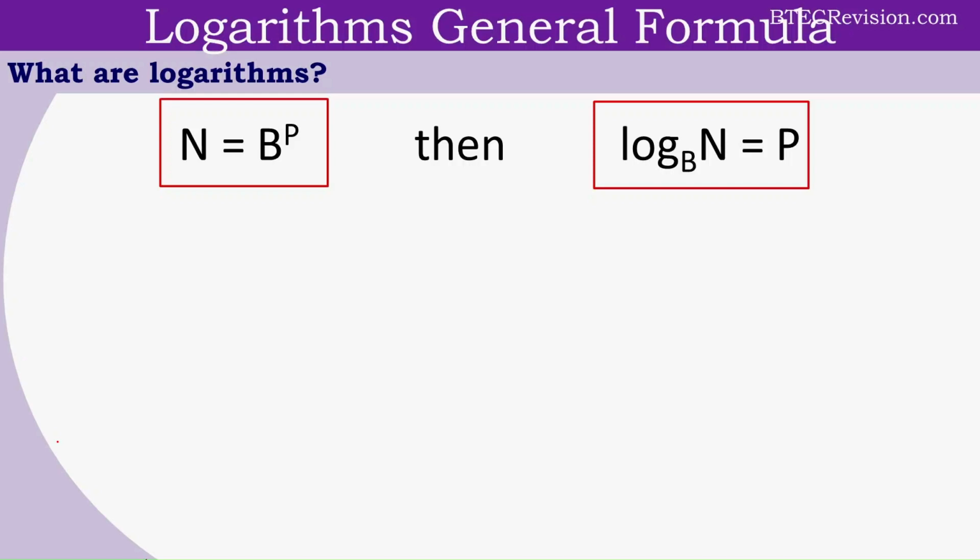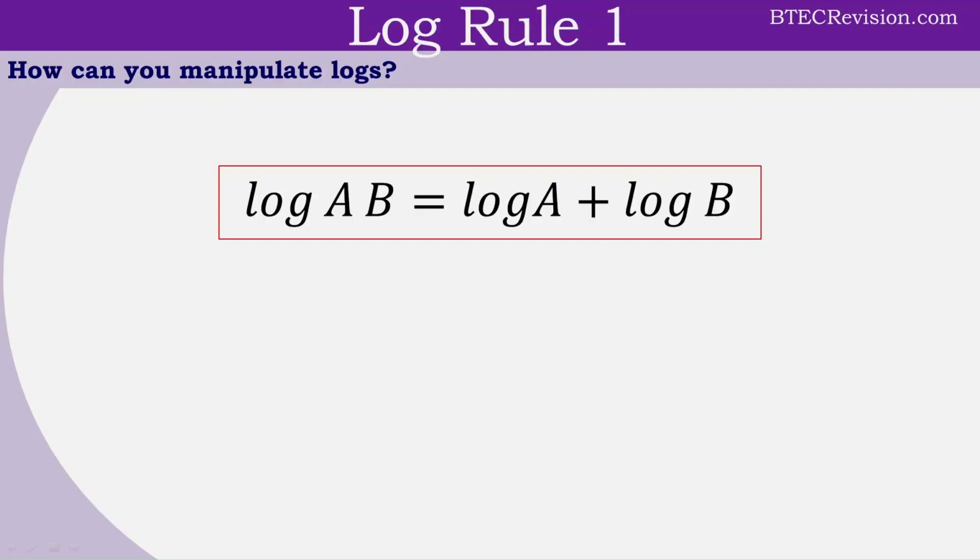If we have a base b to the power of p, that's equal to a number n. For example, if we take 10 to be the base to the power of 2, that's going to be equal to the number 100. In logarithm notation, we can write this as log base 10 of the number 100 is equal to the power 2. There's a set of log rules that we can use to help us to manipulate logs.